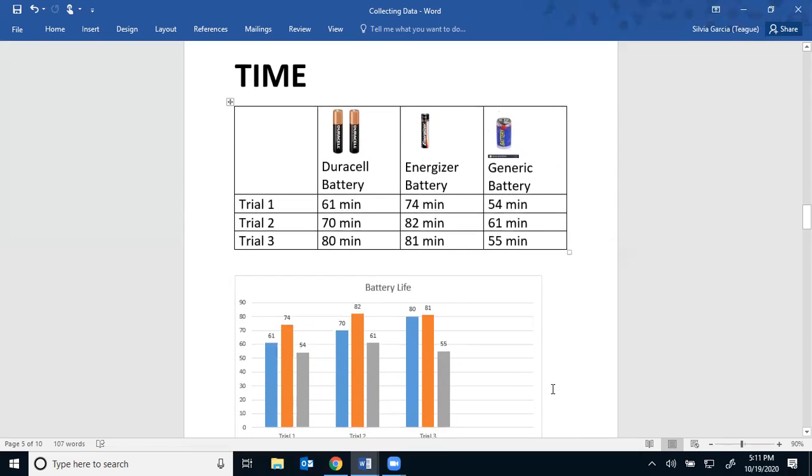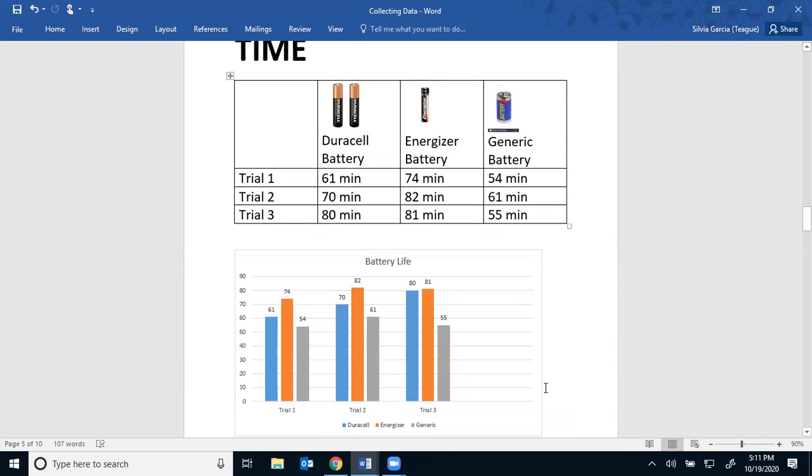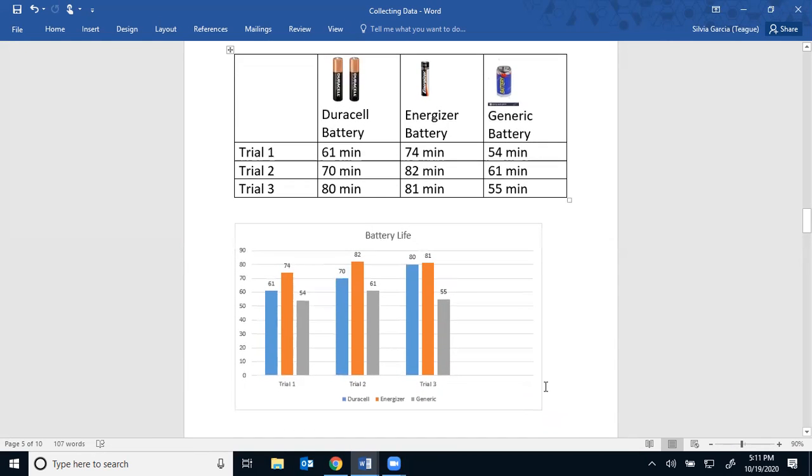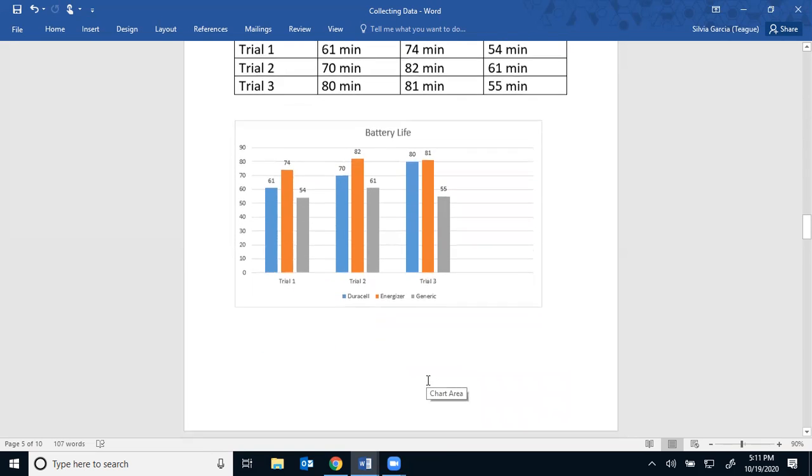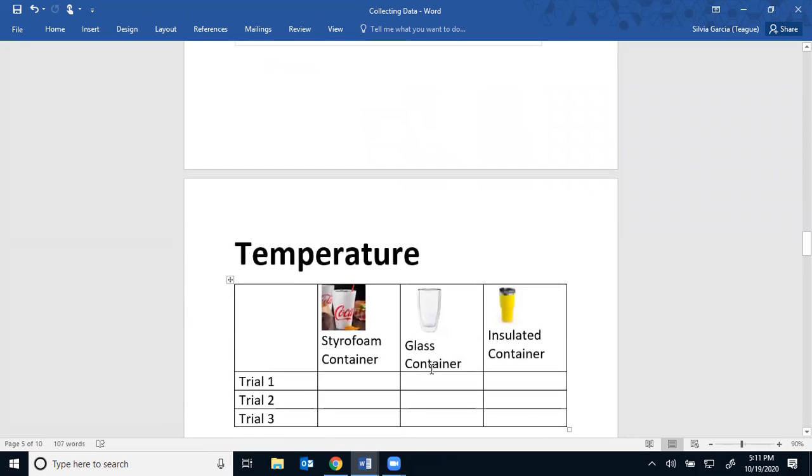If I was to take this collection of data and put it into a graph, a bar graph, it would look something like this, with a title, color-coded. My Duracells are blue, the Energizers are orange, and my generic batteries are gray. I put the minutes on top as well, and then I put my consecutive multiples on the sides. That's one way I could organize my data if I was tech savvy.